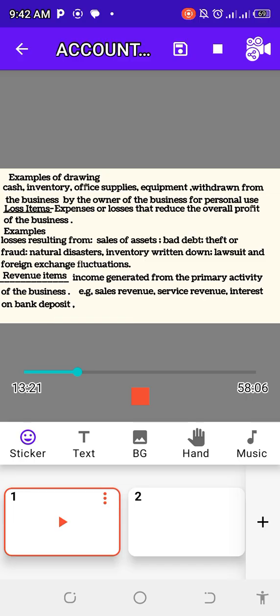Then you have commissions. There are some things the business will do and they get commission. And also, last but not least, dividends from investments. All these are revenue what? Items. All these are revenue items.